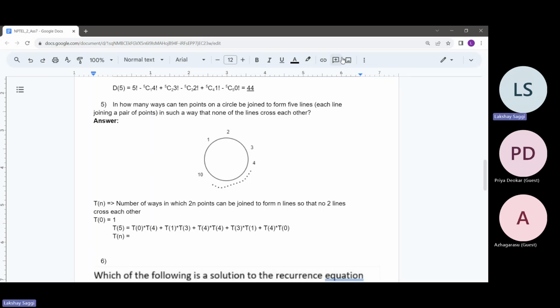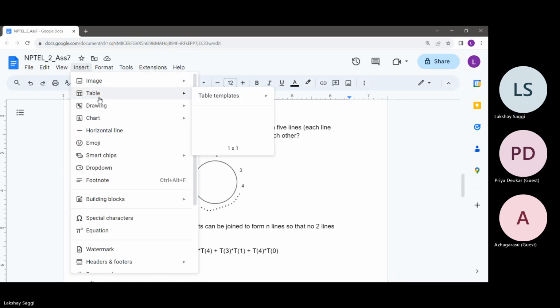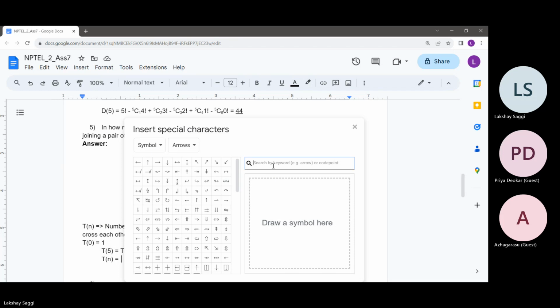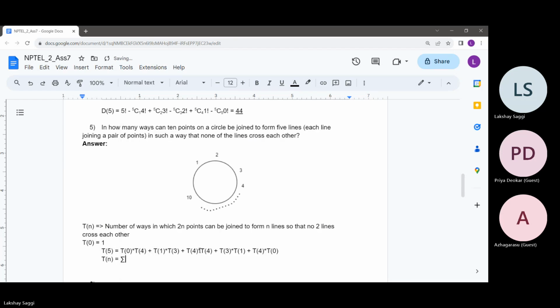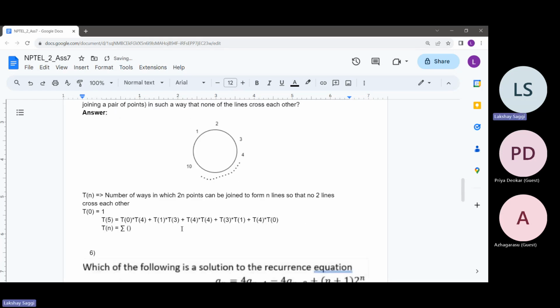a summation of, maybe I should insert a symbol, t of k times t of n minus k minus 1. So it will be something like this, where k goes from 0 to n minus 1. I hope you can see how this is the case.